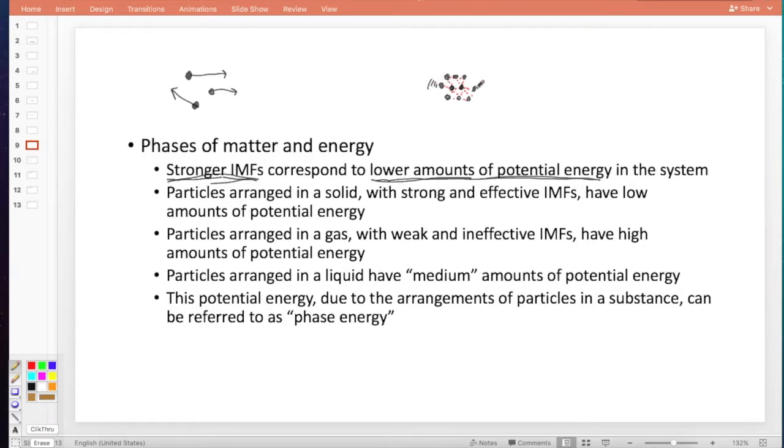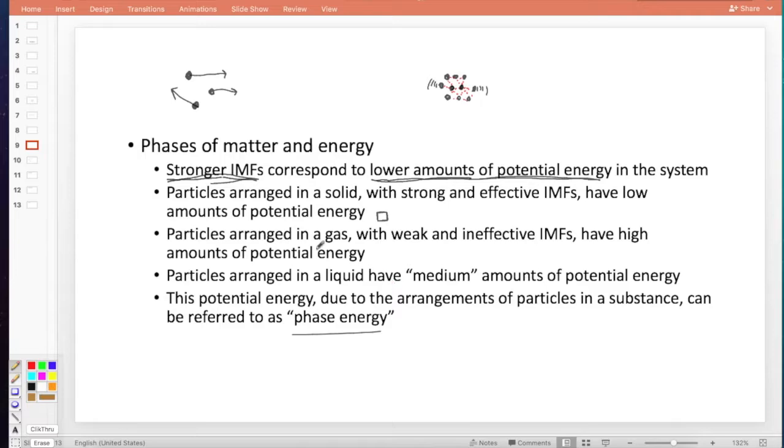So due to that arrangement, this system has a certain amount of potential energy. And it turns out that the stronger the intermolecular forces, the more locked together and orderly and patterned the particles are, the lower the potential energy is in the system. So particles in a solid with strong and effective intermolecular forces have low amounts of potential energy. Guess what? We're going to call this energy phase energy, and we're going to represent solids with 1 bar of phase energy.